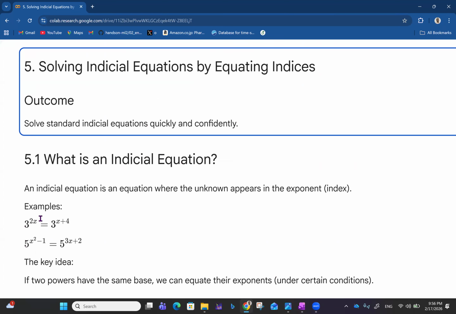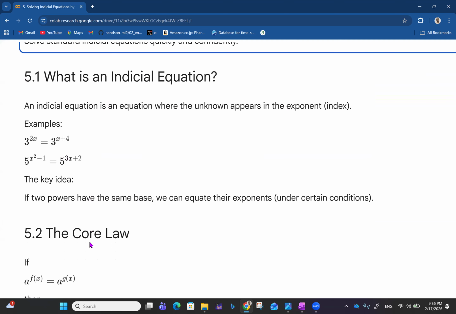So we have some examples like 3 raised to power 2x equals 3 raised to power x plus 4. We have 5 raised to power x squared minus 1 equals 5 raised to power 3x plus 2. The key idea here is that if two powers have the same base, we can equate their exponents under certain conditions. Once the bases are the same, like in these two examples, the base for the first one is 3. So you can simply equate 2x to x plus 4 and then solve that to get x equal to 4, I think. Then here, since 5 is the base on both left and right hand sides, you can simply say x squared minus 1 is the same thing as 3x plus 2, and then you solve. So that's what an indicial equation looks like.